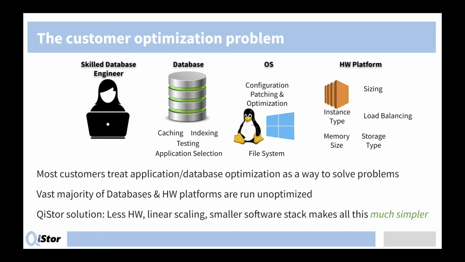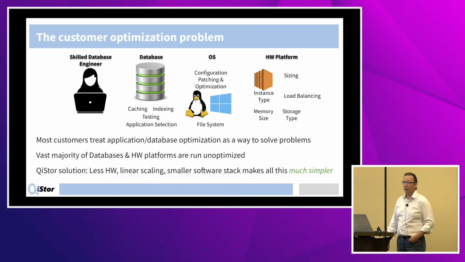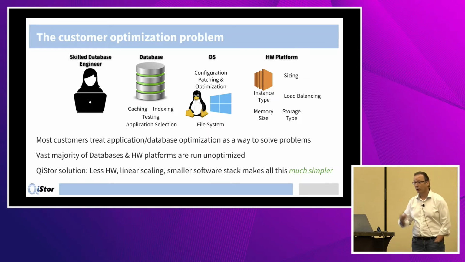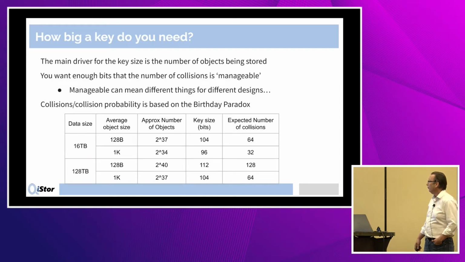So, obviously, when you have a problem, you have to apply your engineer to try and figure out, well, what's the problem, and maybe we can optimize something. And that's done on an exception basis. This is very expensive for customers, and also often these optimizations may be short-lived. You may optimize and then your application changes, and before you know it, it's no longer actually optimized. So with a KV SSD, there's less hardware, the device has linear scaling, and this smaller software stack eliminates a lot of these optimization problems.